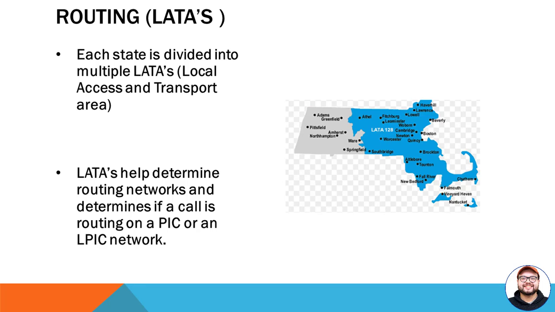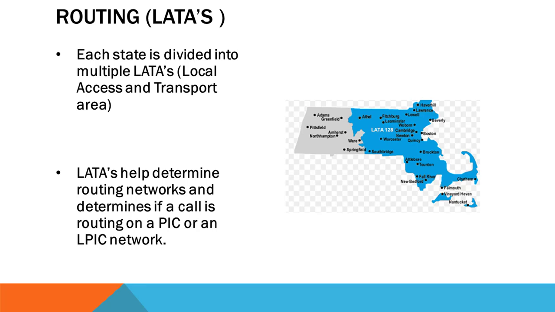So we have three types of calls. We have a local call that is made within the central office's area, radius. We have a long distance call that is made past LATA lines or state lines. And then we have a local long distance call that is made within the same LATA, but past the central office radius, calling radius.